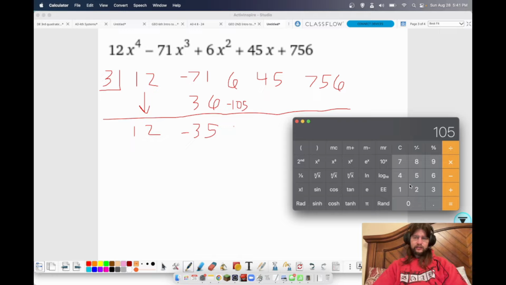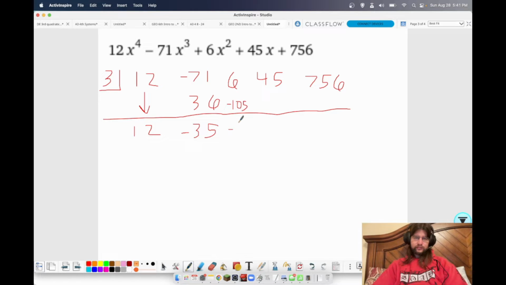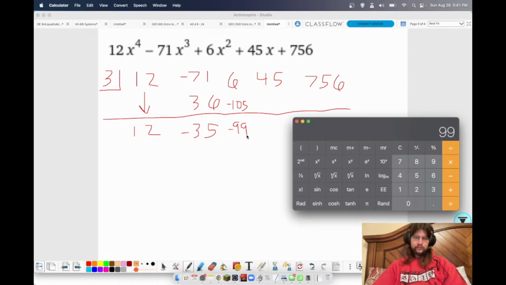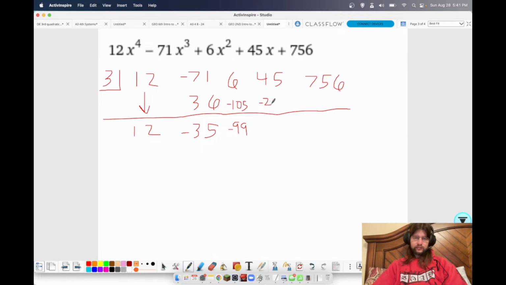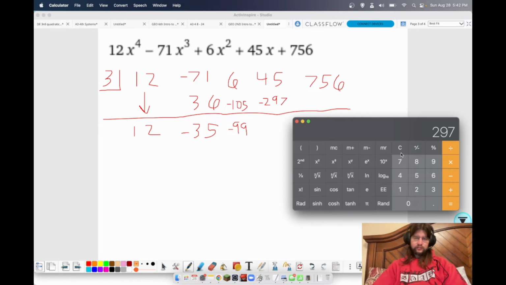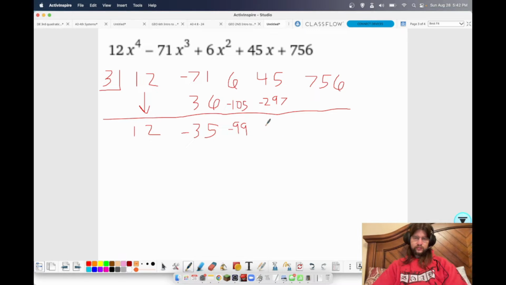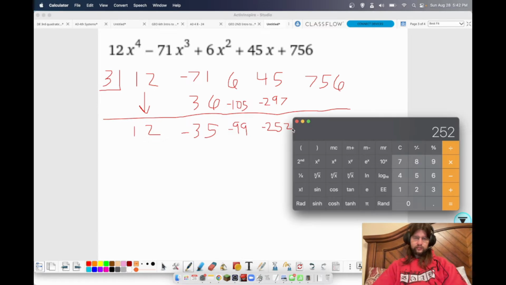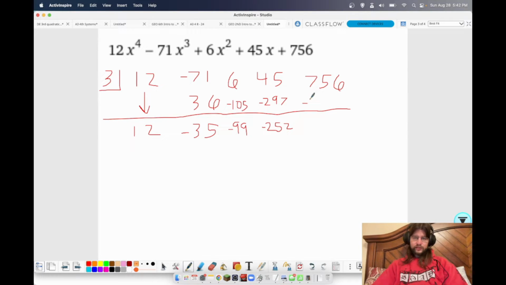Let me not rely on my head. Yeah. Multiply. Combine. Multiply. Oops. And good, we didn't screw up. Negative 756. We get a remainder of 0, so we know we're good.